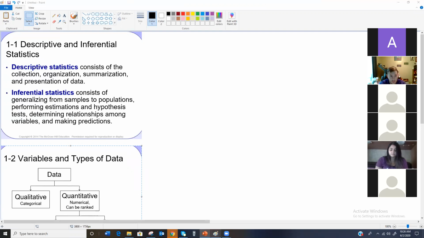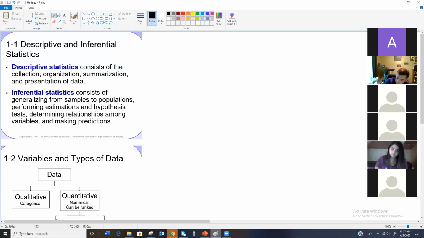All right, let me make sure I haven't skipped one. We did that one, we did the variables. Now we're talking about descriptive. Okay, so the next thing that we're going to talk about, and this is actually the last slide for section 1.1. Like I said, chapter 1 is very short. The rest of the chapters, the sections are much longer.